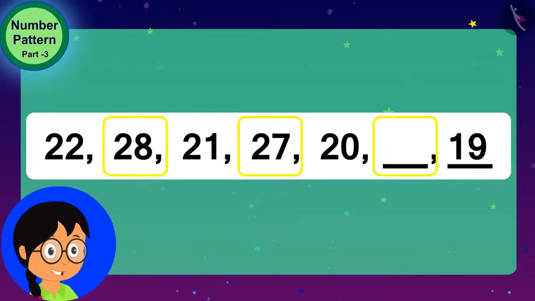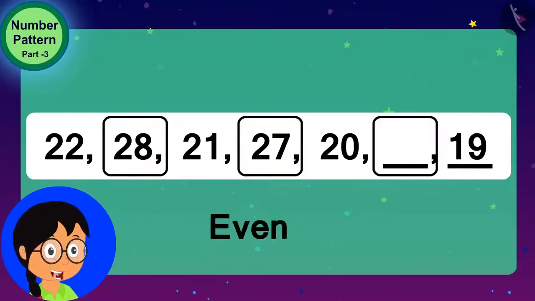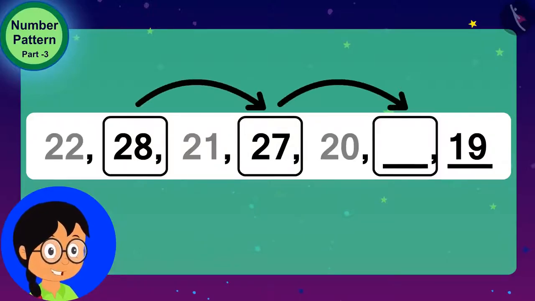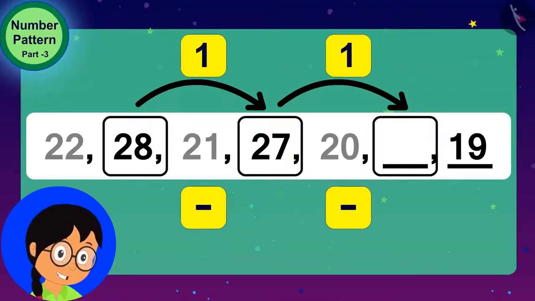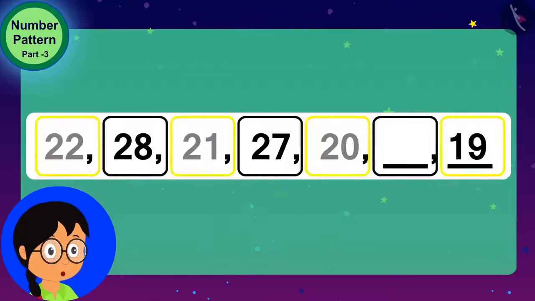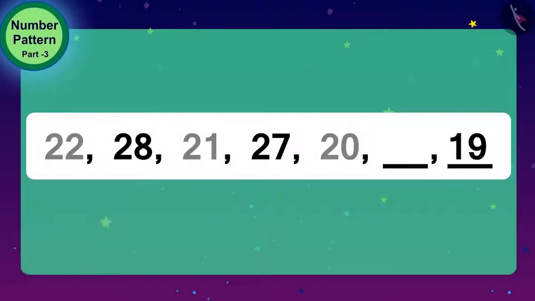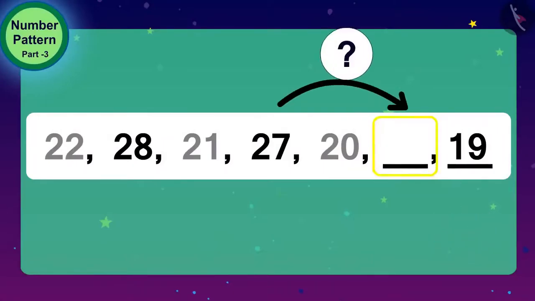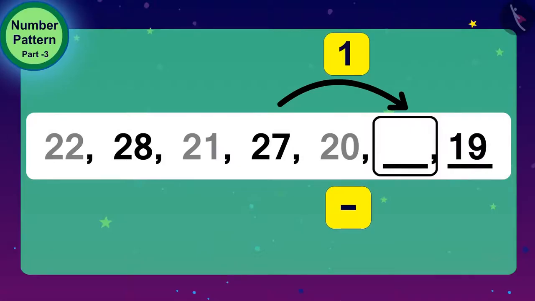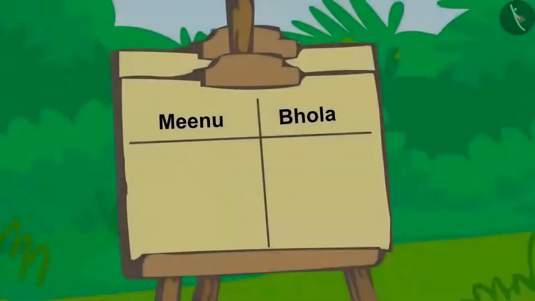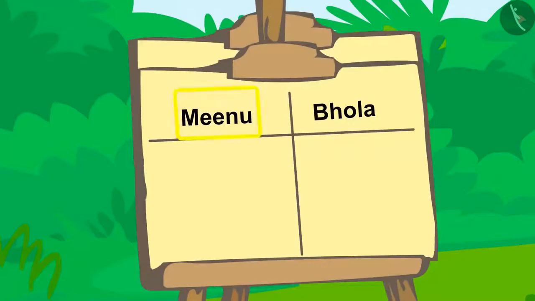Now, I looked at the numbers written at even number places and found that these numbers are also found to be subtracted by 1, like the numbers written at odd number places. Children, can you tell what number will be in the sixth place? Exactly. In sixth place is 26, 1 less than 27. In this way, Meenu won the round by winning 10 points.